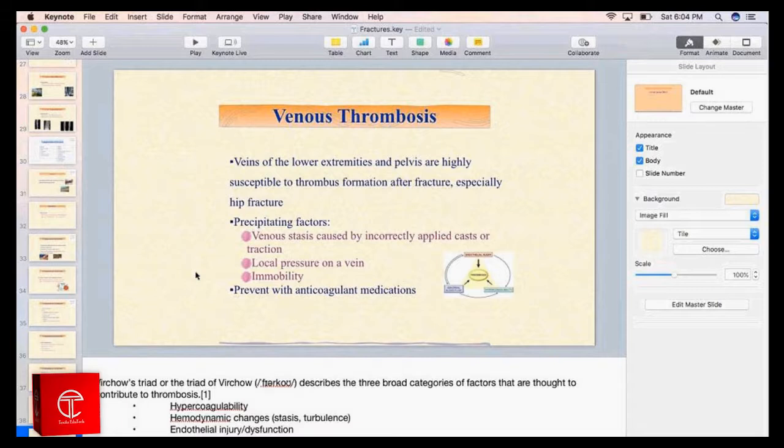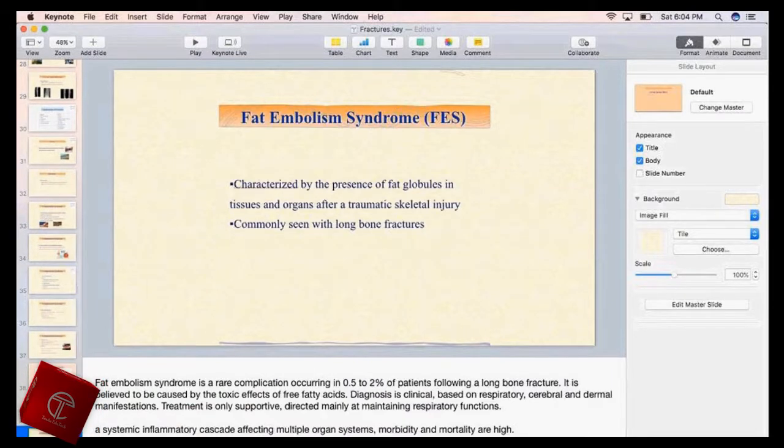You can prevent it by giving anticoagulant medication in those cases if there is a high chance of venous thrombosis formation. Fat embolism syndrome is another early complication. It's characterized by the presence of free fatty acids or fat globules in the tissue and organs after traumatic skeletal injury, commonly seen with femur fracture, particularly a displaced comminuted fracture.